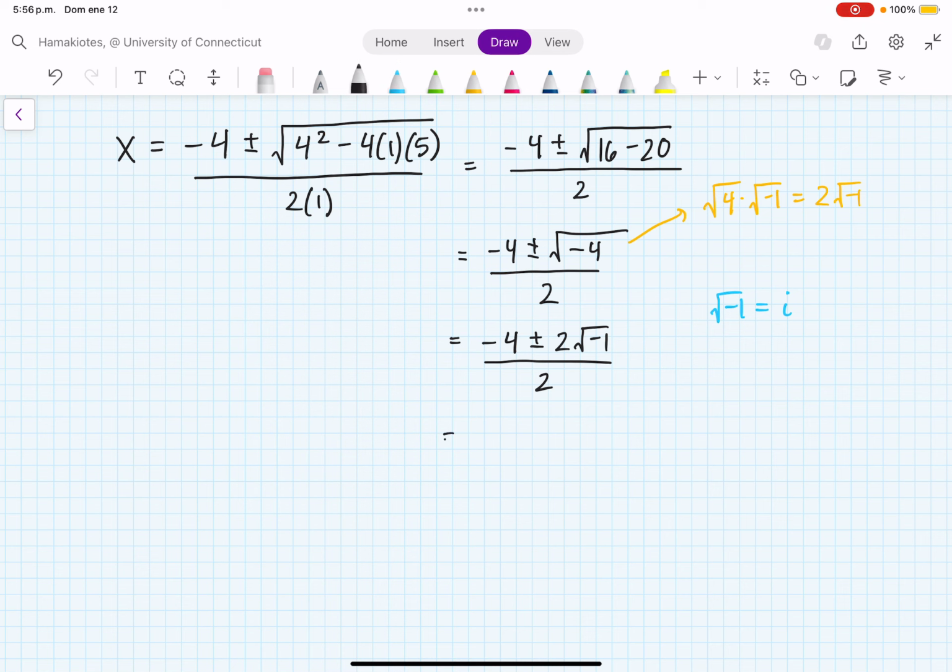So first we're going to factor out a 2 from the numerator, so this is minus 2 plus or minus i all over 2, so the 2's cancel out, and I'm left with minus 2 plus or minus i. And this is our solution, so these solutions are minus 2 plus i and minus 2 minus i.